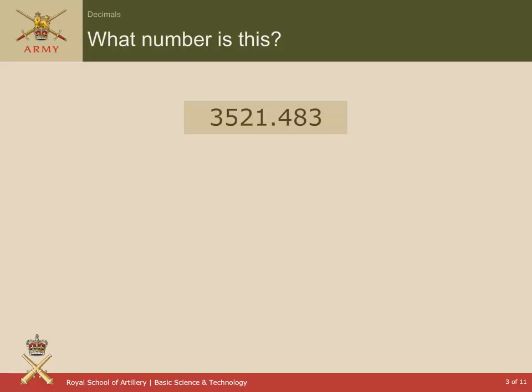Here we have a number. It's got a decimal point. Four numbers are to the left of the decimal point and three follow it. So the question is, what is that number?